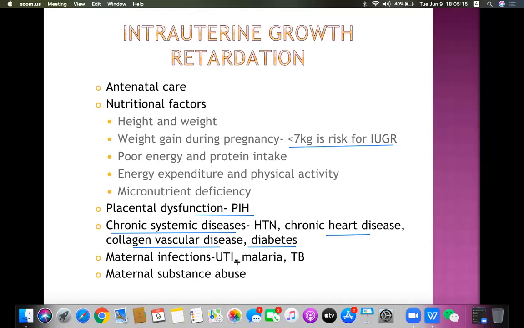Infection in the mother, like urinary tract infection, which should be a chronic one, malaria, as well as tuberculosis and any other chronic illness can also lead to an IUGR baby. They can also lead to preterm birth. And maternal substance abuse, like smoking, alcohol intake, and any other drug abuse during pregnancy is very harmful for the baby. Both preterm as well as IUGR babies can be born because of this.